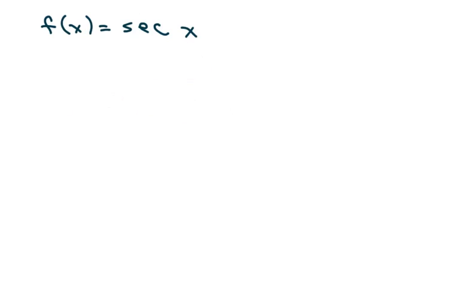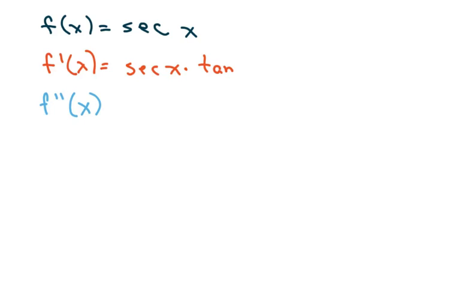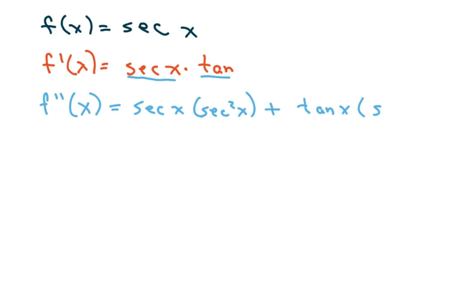And the last one we have is secant. So we take the first derivative. Derivative of secant is secant x times tan of x. And now we're going to take the second derivative using our product rule. And our product rule states that you keep secant, take the derivative of tan, which is secant squared. Plus, now we're going to write tan, and derivative of secant x is secant x times tan of x.